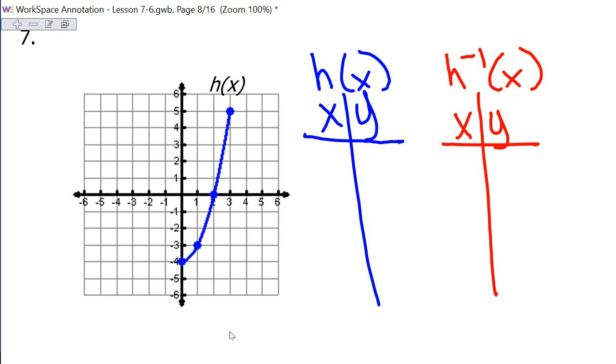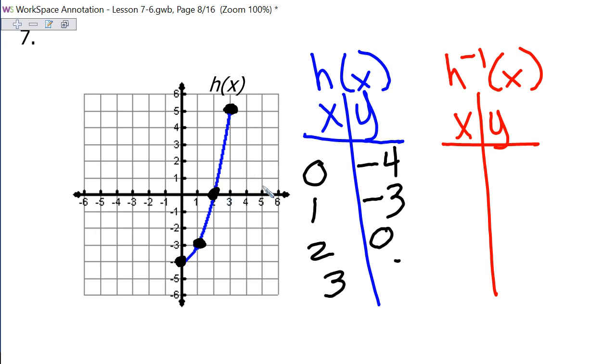Okay, for h of x, what is this first point? 0, negative 4. What is the next point? 1, negative 3. And what is the last point at the top? Oh, sorry, there's the third one. What's the third one? 2, 0. And the one at the top would be 3, 5.